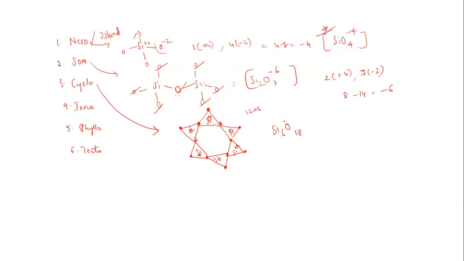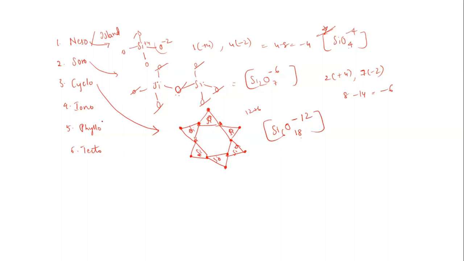So, 12 plus 6, 18. Si6O18. So, what will be the charge here? Silicon again, 6 into plus 4. Oxygen 18 into minus 2. What will be the ultimate charge here? It will be minus 12. So, the formula for cyclosilicates will be Si6O18 to the minus 12.